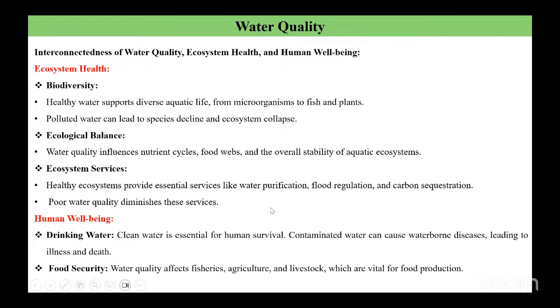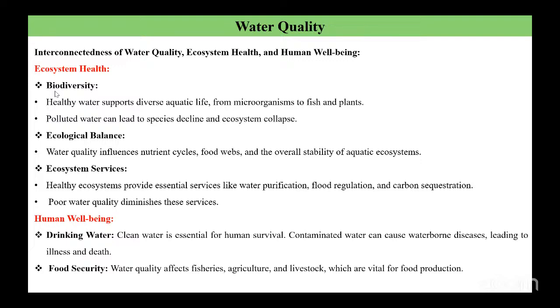So ecosystem health, that is the biodiversity, which supports diverse aquatic life, and polluted water can lead to species decline and loss of ecological balance. Water quality influences the nutrient cycles, food webs, and overall stability of the ecosystem. Ecological balance, ecosystem services, and human well-being.